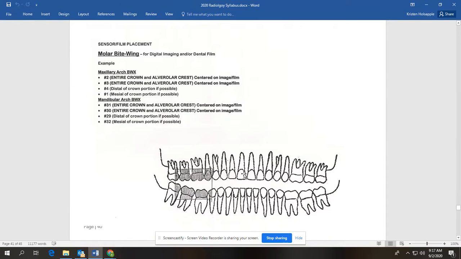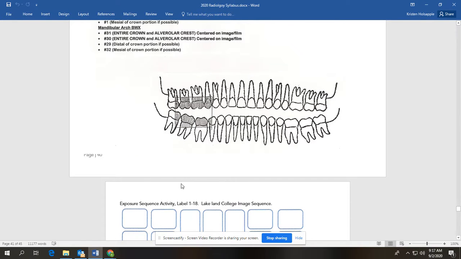Molar bitewing. The molar bitewing is the same for film and for digital. You're going to center those first and second molars, and as long as you center those and you have the bone level, you're in great shape. Remember, we're not going to focus on those wisdom teeth, because we're going to get that in a pano.